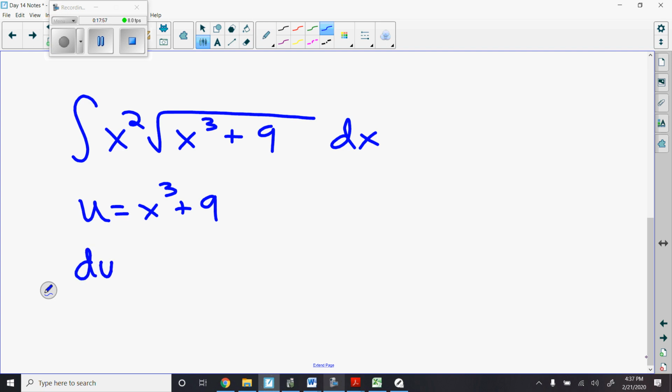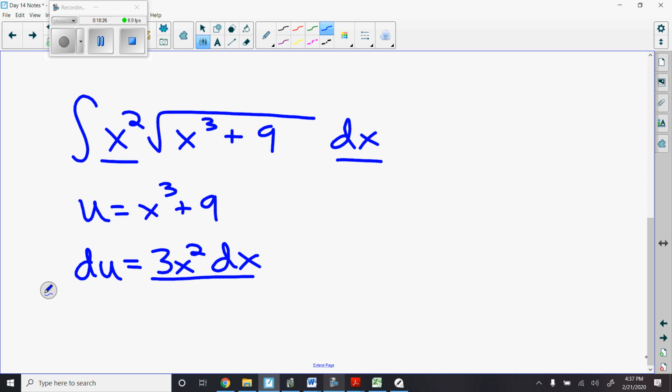du then is going to equal the derivative of x cubed plus 9, which is 3x squared dx. Notice I'm just automatically moving that dx to the back. So what I need to do now is make an adjustment. Notice how it's x squared dx in the problem, but I have 3x squared dx here.